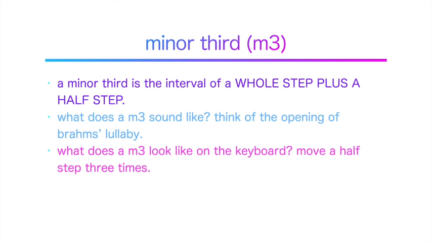So next we deal with a minor third. This is a new interval for us. The lowercase m tells you it's minor, and then 3. A minor third is the interval of a whole step plus a half step.